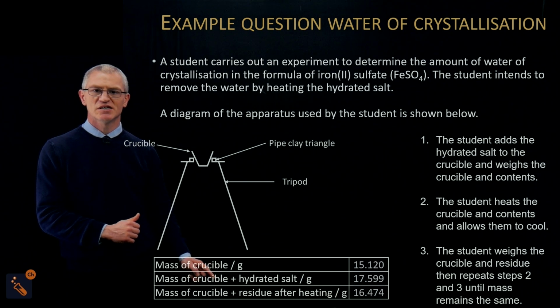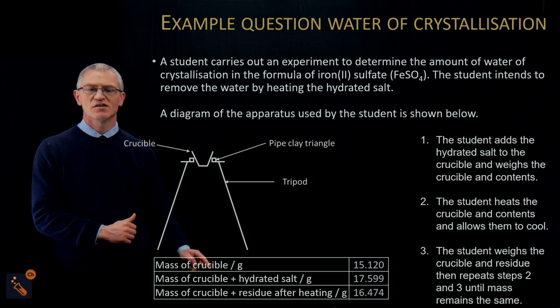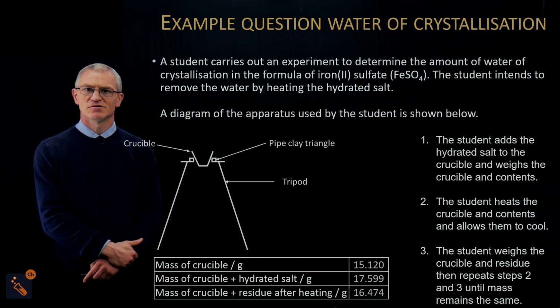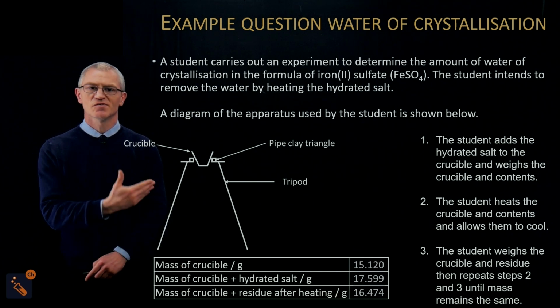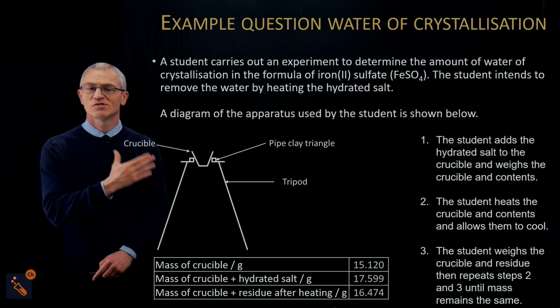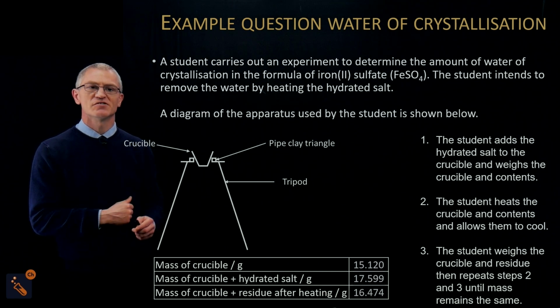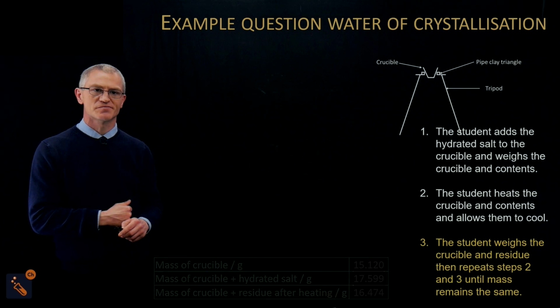The difference between the crucible plus the residue and the mass of the crucible will be our mass of salt. So if we've got the mass of our salt and the mass of our water, we can work out moles of each of those and compare, which is how we get our ratio. But before that, I'd like to focus on step 3.